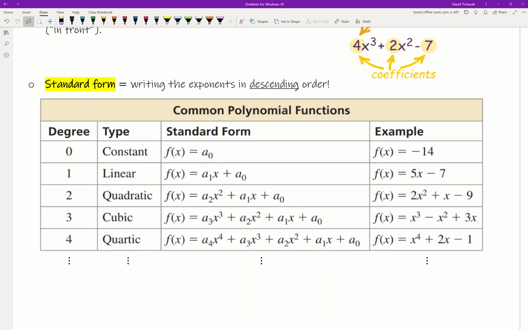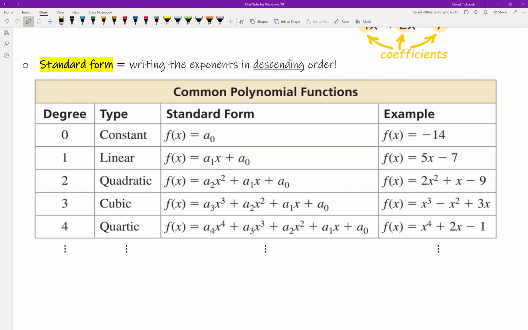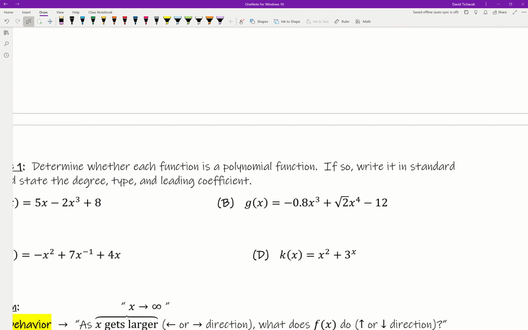Speaking of standard form, depending on your type of polynomial, whether you have a linear or a quadratic or a cubic or so on and so forth, writing it in standard form is definitely something that we want to make sure you are able to do, because certain things about the graph are going to depend on your ability to take a polynomial and rewrite it in standard form and be able to point out what the degree and the leading coefficient is. So let's go ahead and get some practice with that here in example 1.